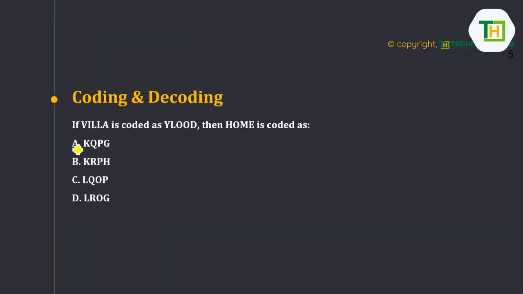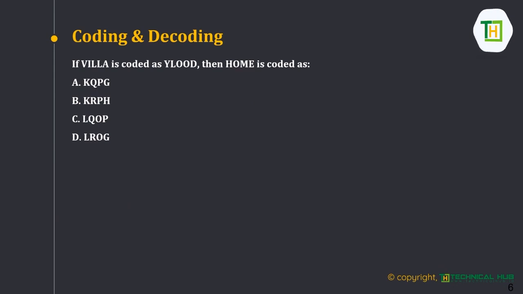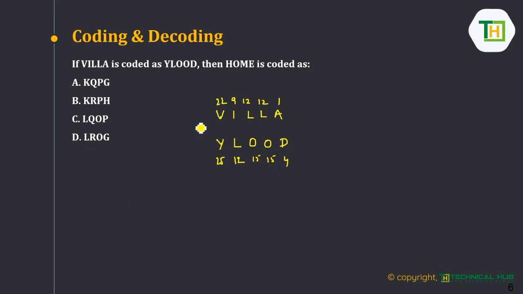Let's move on to the next one. If VILLA is coded as YLOOD, then HOME is coded as what? Again a simple question it seems. V, I, L, L, A is 22, 9, 12, 12 and 1. YLOOD is 25, 12, 15, 15 and 4. So again the same logic, plus 3: plus 3, plus 3, plus 3 and plus 3. The same thing I have to apply for HOME.